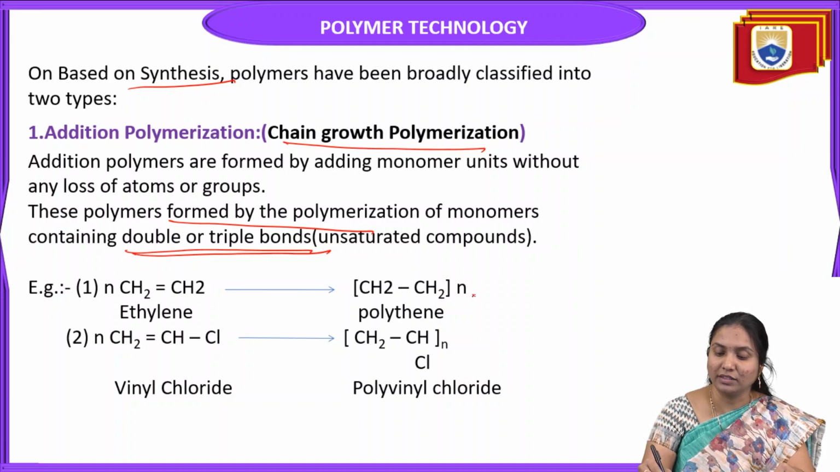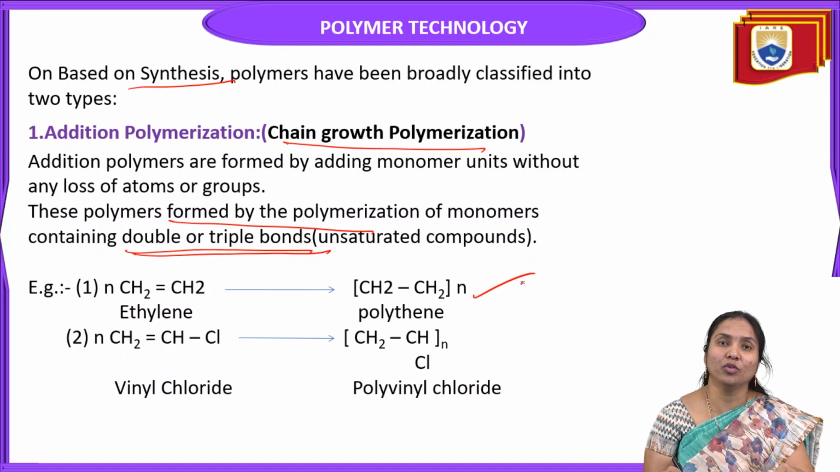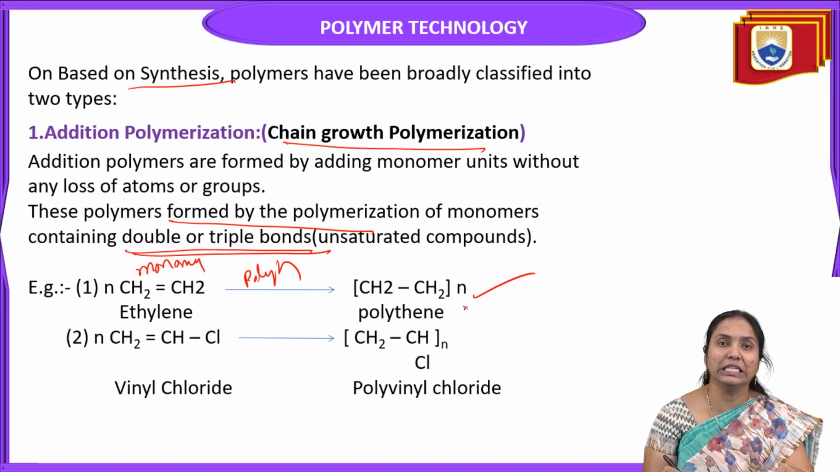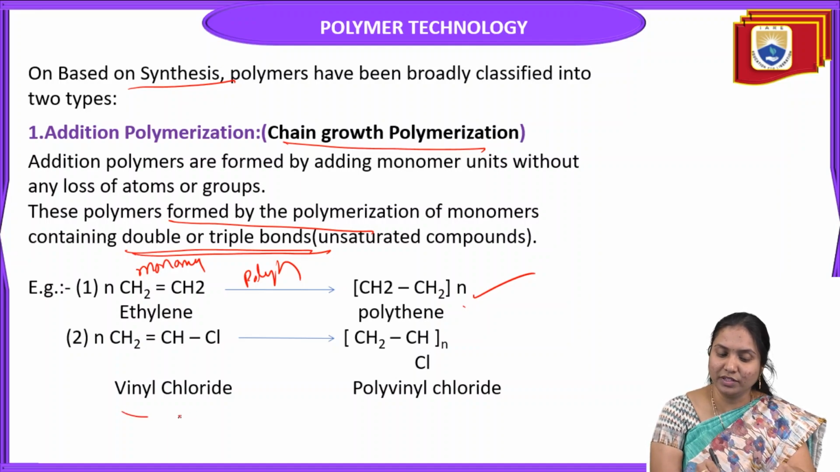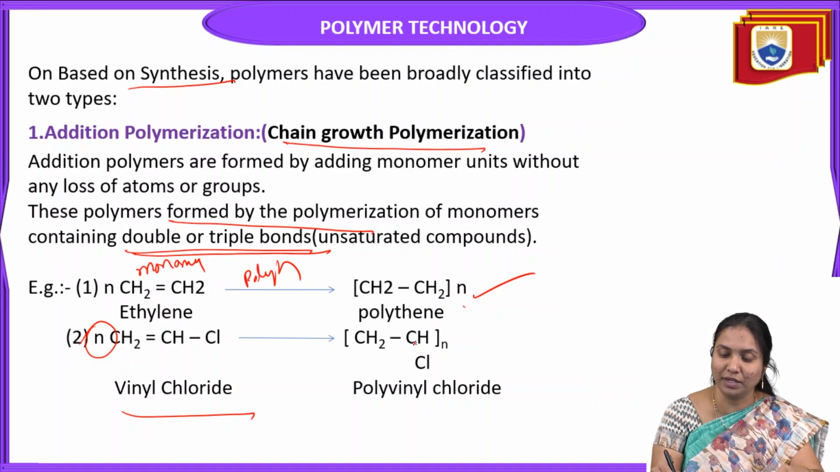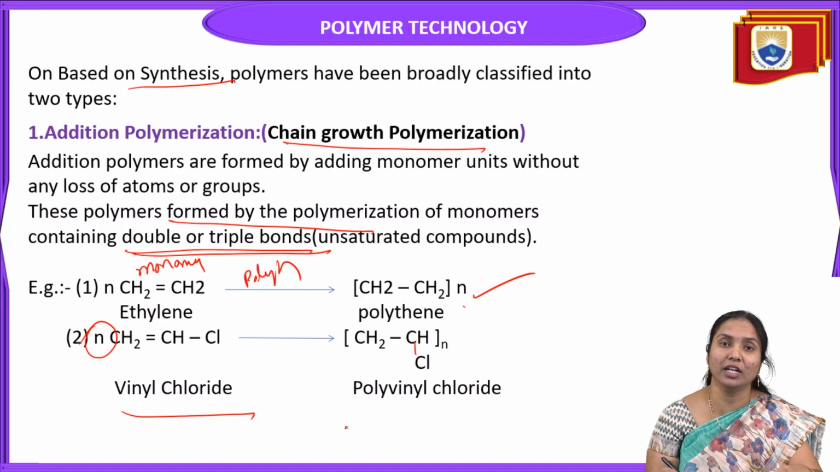For example, ethylene. The ethylene monomer, when it undergoes addition polymerization, forms polyethylene. Here only repeated ethylene monomers are added without eliminating any byproduct. One more example is vinyl chloride. A number of vinyl chloride monomers undergo addition polymerization, and the vinyl chloride monomer repeated several times forms polyvinyl chloride.